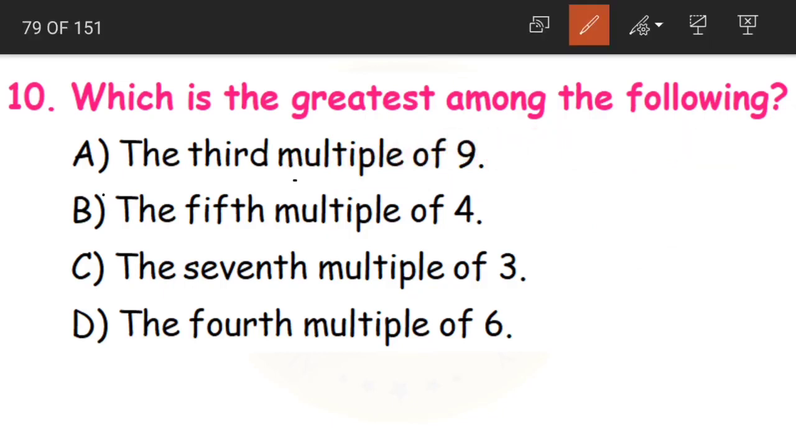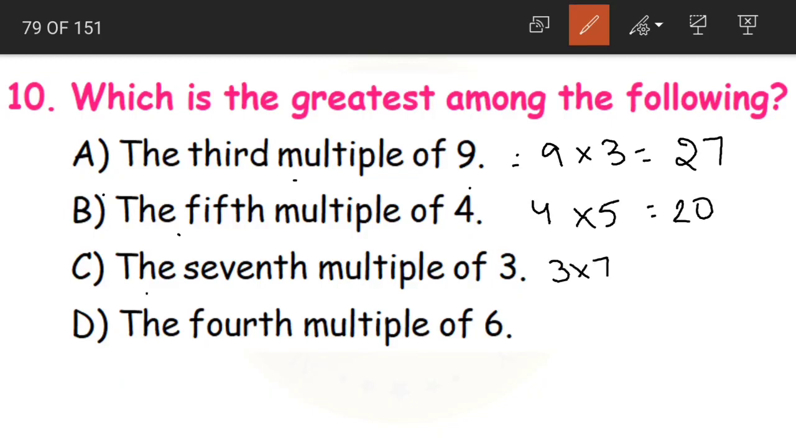Now the first one is the third multiple of 9. It is nothing but 9 into 3, that is equal to 27. Fifth multiple of 4. So 4 into 5 is equal to 20. Then we have seventh multiple of 3. So 3 into 7 is equal to 21. Next we have fourth multiple of 6. 6 into 4 is equal to 24. Yes, now we have got all the numbers for the given statements.